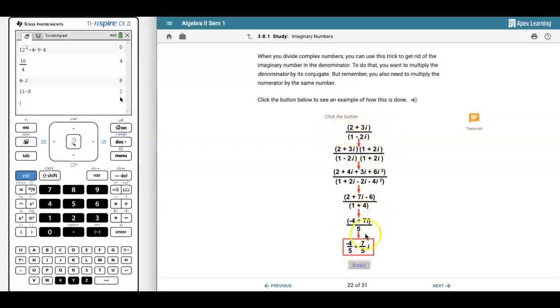And then the final step here, what they showed you is that if you have a quantity on top and one solid number on the bottom, you can divide both of those by the denominator in order to show potentially an easier fraction, if this was something that could be reduced. So hopefully we'll get to a problem here where that makes sense. But -4 divided by 5 plus 7 divided by 5i.